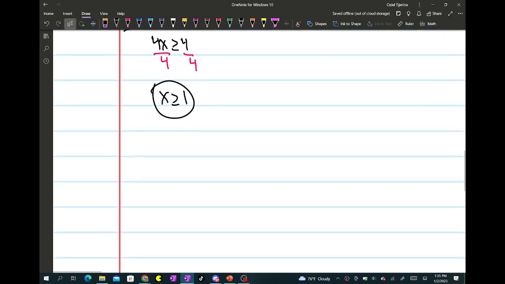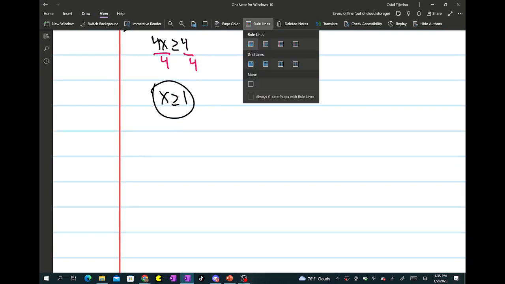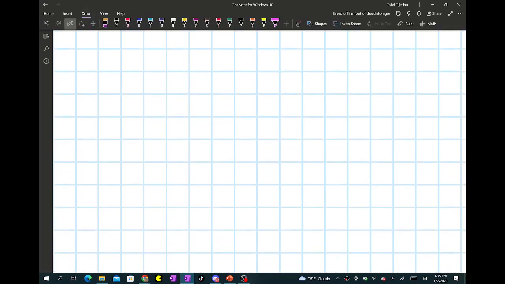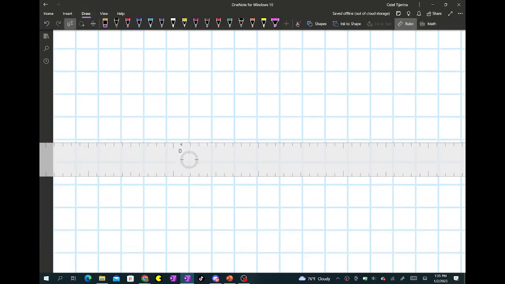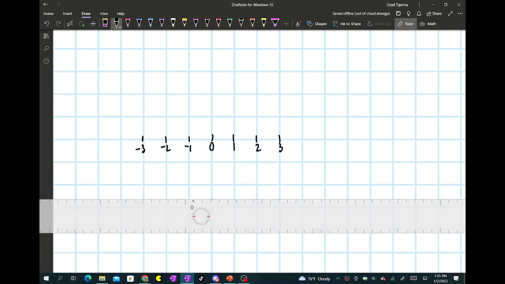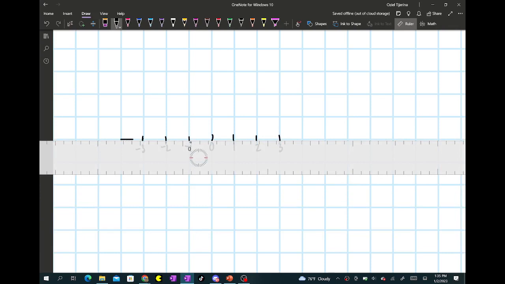So then, to graph this on the real number line, I'm going to do a very basic number line. You don't have to put a lot of numbers on it. I'm just going to do -3, -2, -1, 0, 1, 2, 3. As long as you have the number on the number line that you're saying is greater than or equal to, then you don't have to do a whole number line. Now, if they give you a number line, then just use that to graph your inequality.